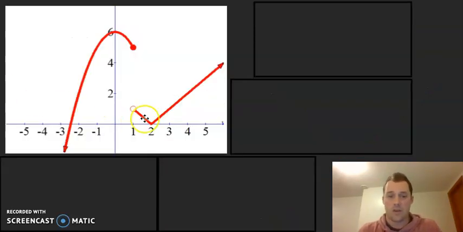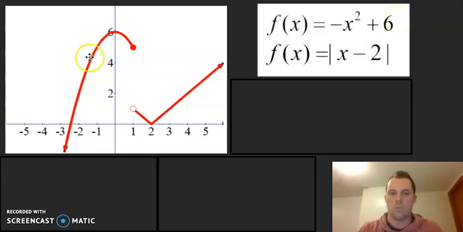So looking at another example here, this is kind of a partial absolute value function and a partial quadratic function. This function here, if it were to go forever, would be negative x squared plus 6. So it's been shifted up 6, and it's reflected down. This component here, if it went on forever, would just be the absolute value of x minus 2, where it's shifted to the right 2.